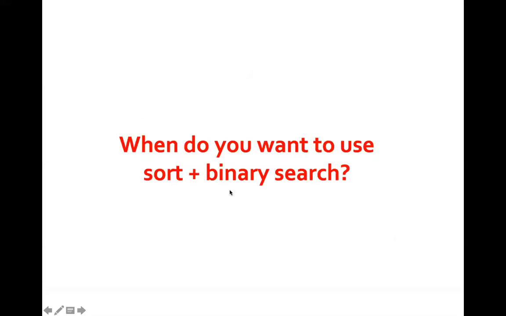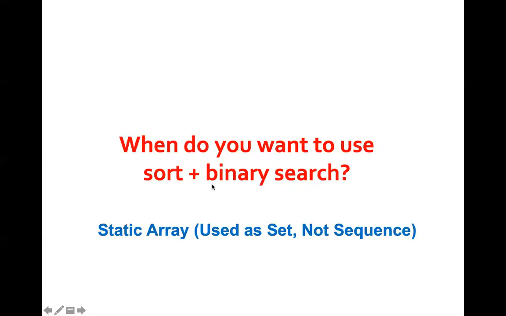So when do you want to use sort and binary search? Firstly, you have a static array, and we actually use it as static. We don't use that sequence. Order doesn't matter, otherwise you cannot sort. So it has to be static. If it's dynamic, we will look at the binary search tree later. Keys cannot change. The second is that you will have many queries.